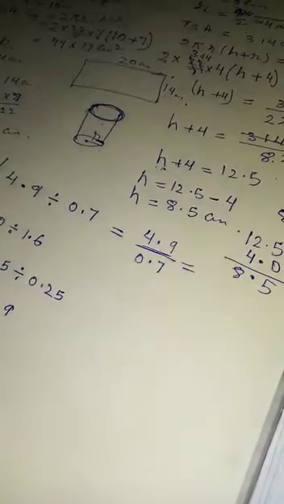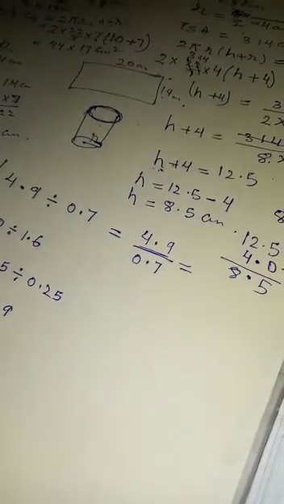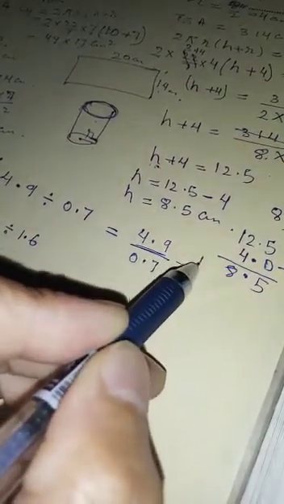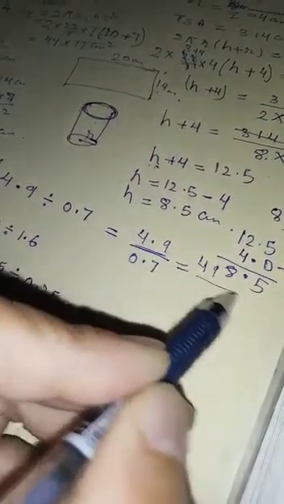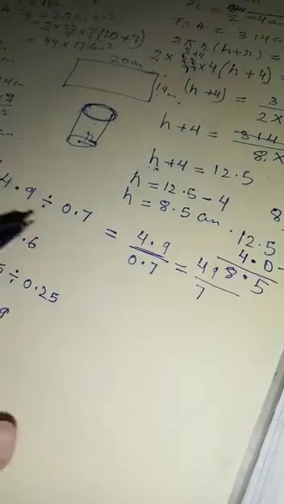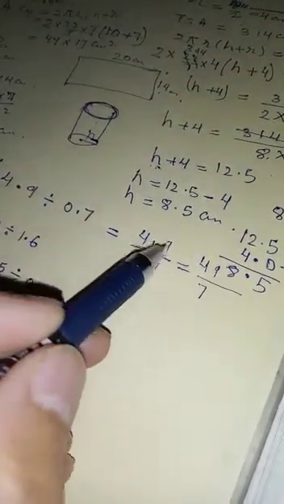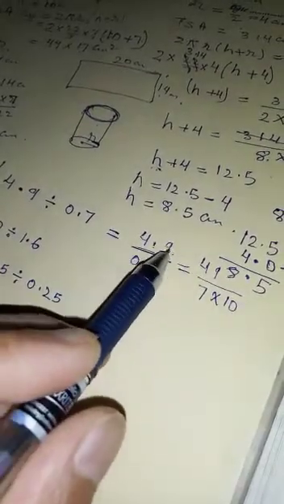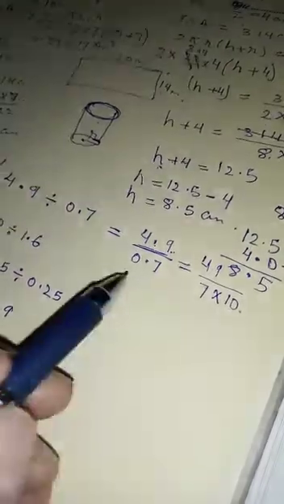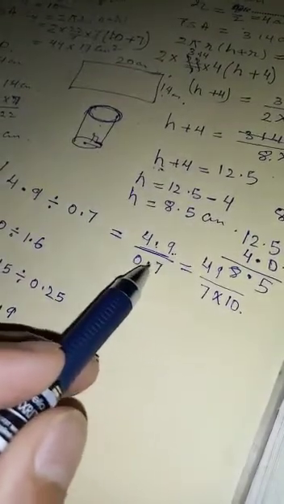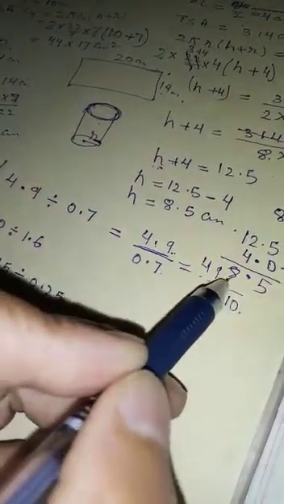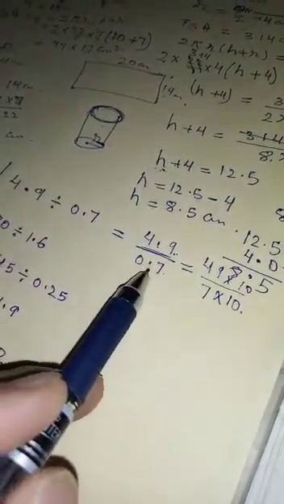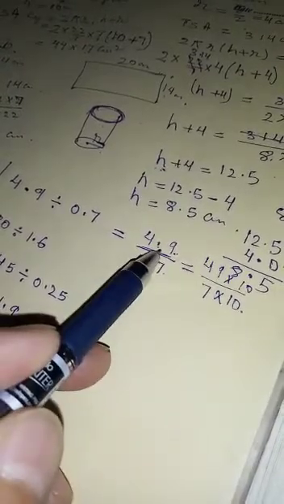We have to go crossways. But how many 0s we put depends on the number of digits after the decimal. Here, you just write 49. Here you just write 7 as it is. How many digits after the decimal? 1. So I will write 10 down, because we have decimal up. Then here, how many digits after the decimal? 1. So I will put 10 up. Clear? This 10 comes from this decimal down, and this 10 from this decimal up.